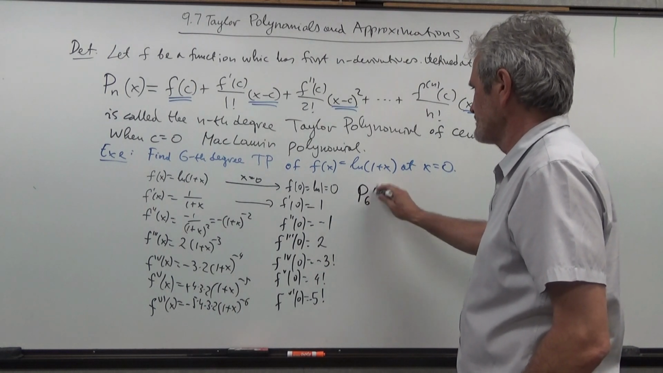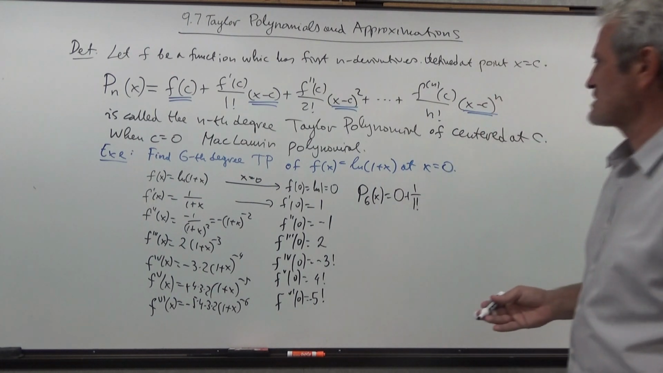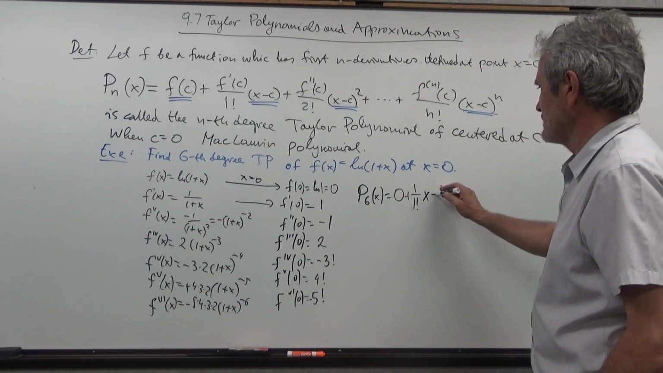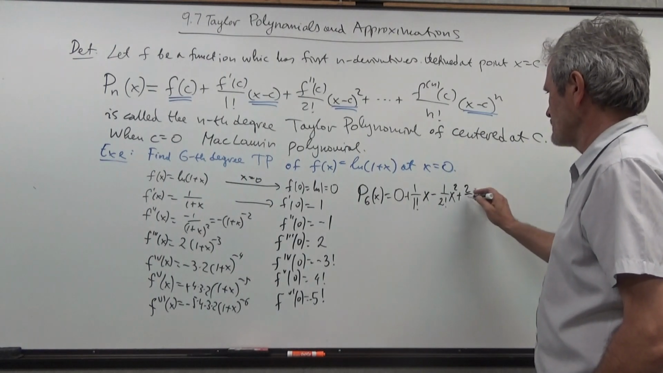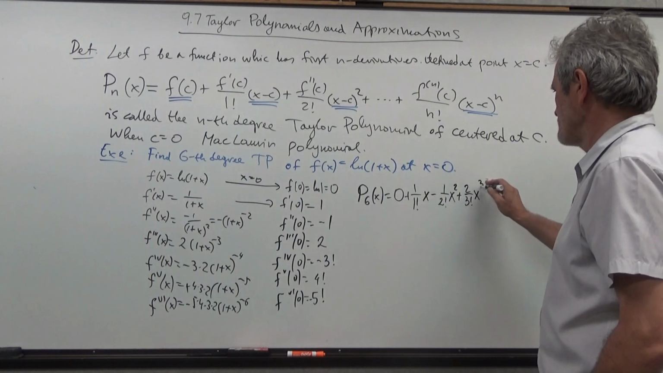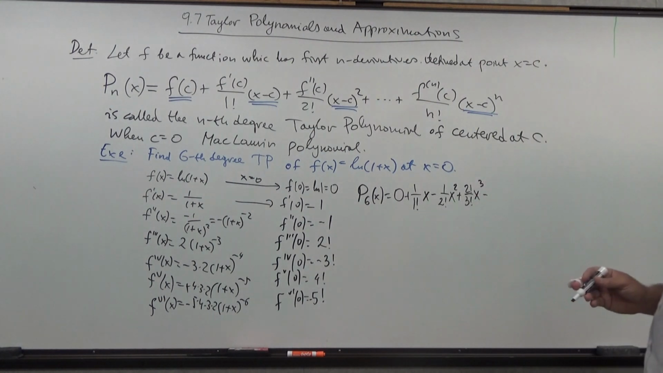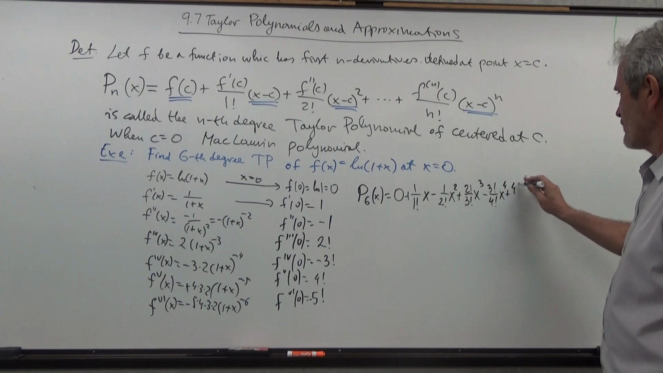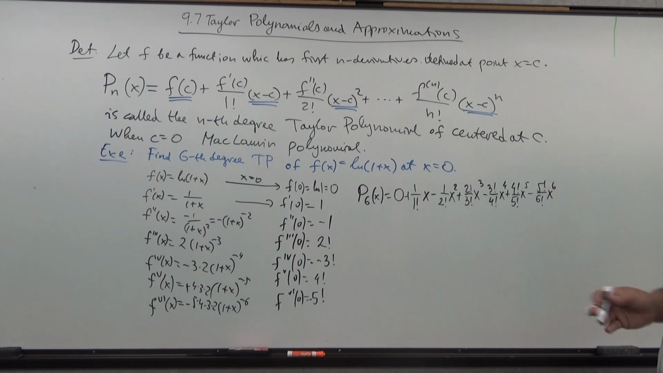So it's P6 of x, which is equal to 0, plus 1 over 1 factorial, which is 1, but just for uniformity, times x. And then minus 1 over 2 factorial x squared for the second derivative, plus 2 over 3 factorial x cubed, minus, where you can think of this 2 as 2 factorial, which is the same thing, again for uniformity, 3 factorial over 4 factorial x to the 4th, plus 4 factorial over 5 factorial x to the 5th, and minus 5 factorial over 6 factorial x to the 6th. So it is really a polynomial of degree 6, as we were looking for.